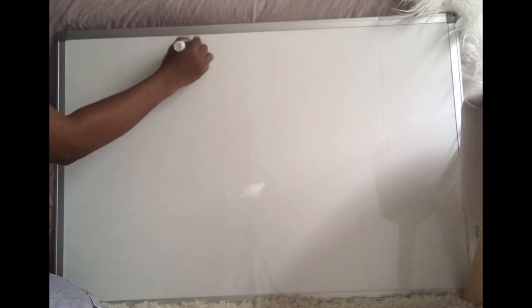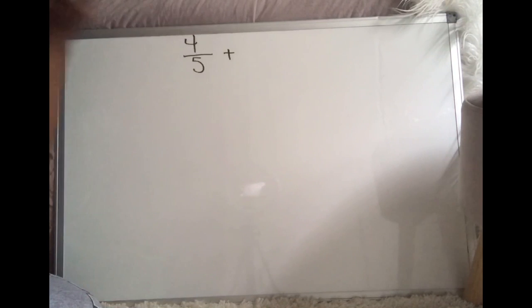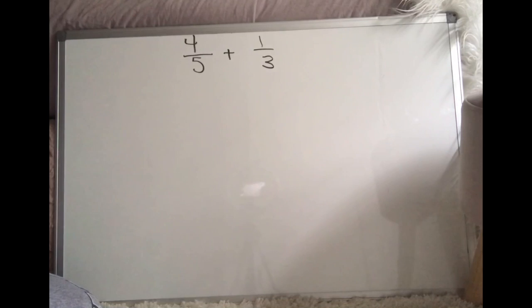So let's do this problem. We have 4 fifths plus 1/3. Alright, so let's look and see what our least common denominator is. So I'm going to get my chart ready.